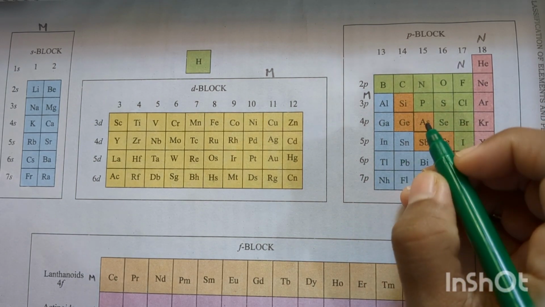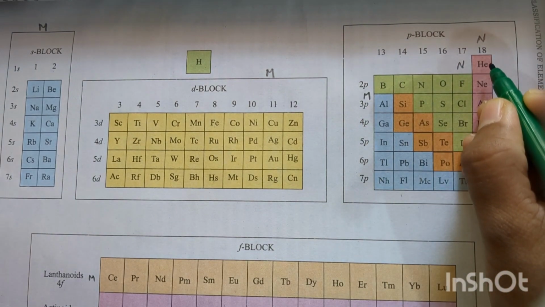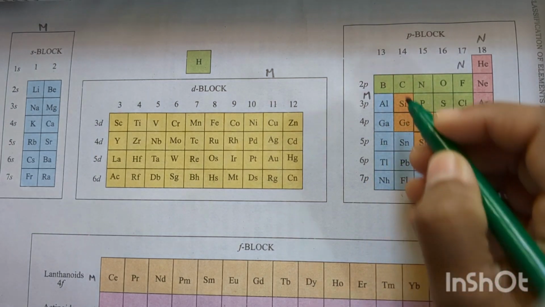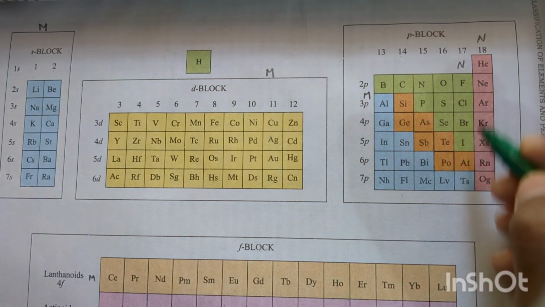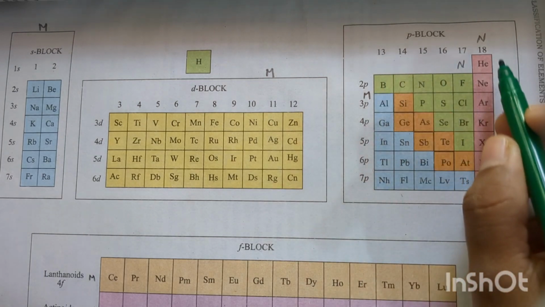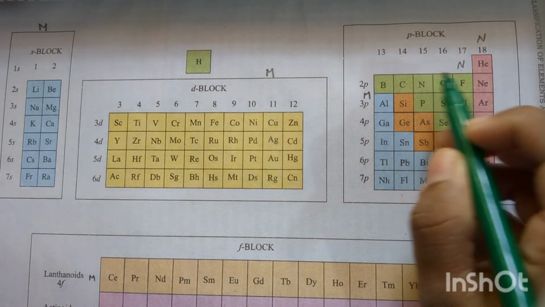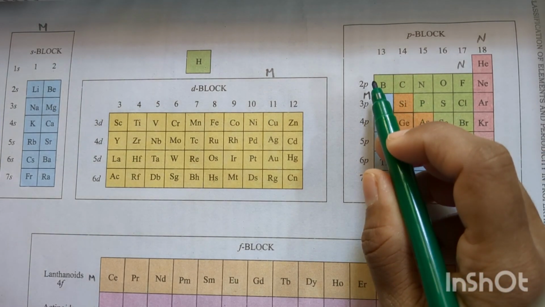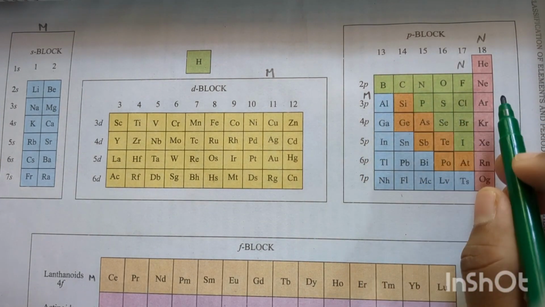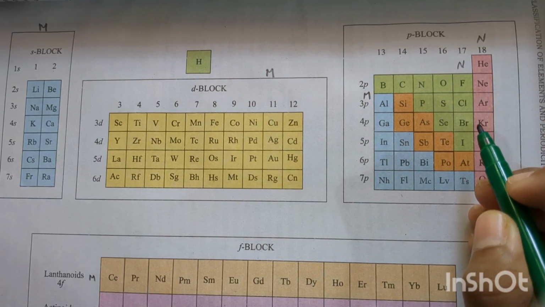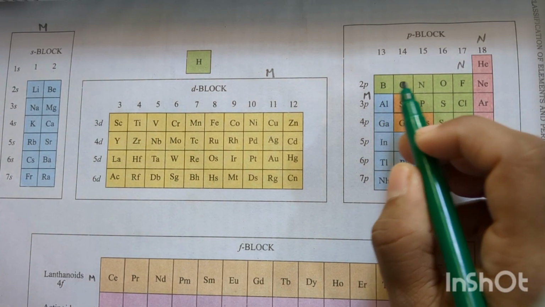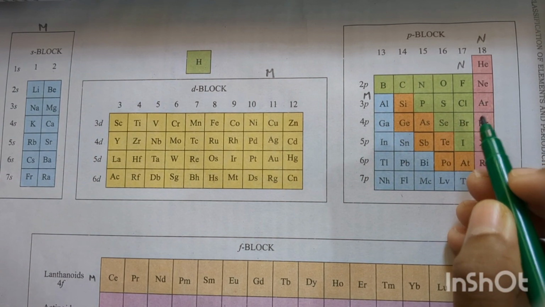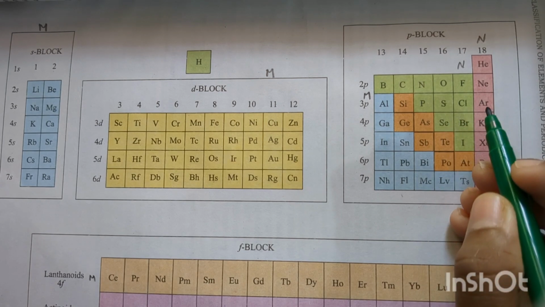The elements belonging to group 13 to 18 in the periodic table are called P block elements. So this is group 13, then group 14, 15, 16, 17 and 18. These elements belong to the P block. And at the end of each period of the P block elements, there is a noble gas with a closed valence shell, that is, a fully occupied shell.